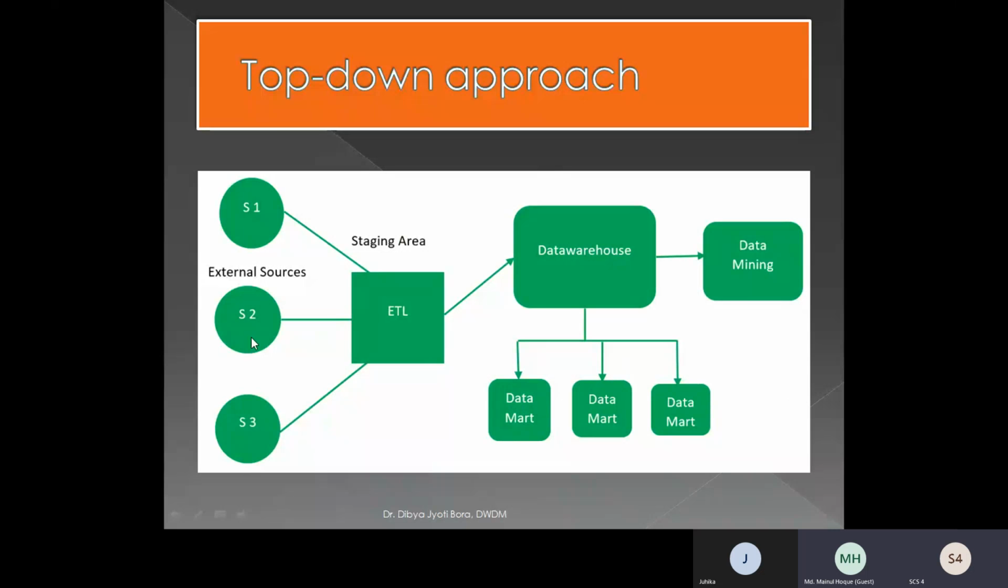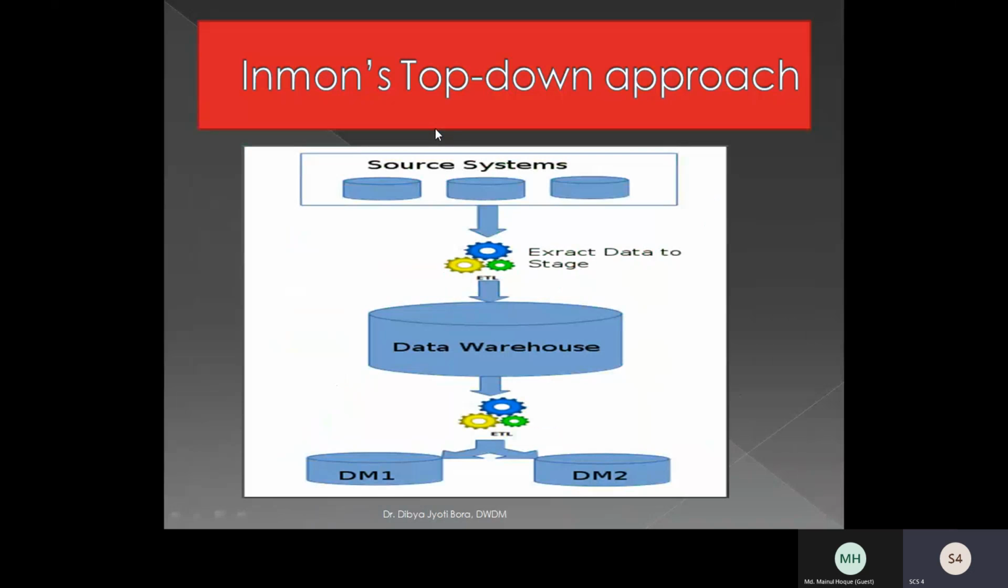Okay, so if nothing is there, then we have the basic architecture where the external sources are directly connected to the data warehouse. No staging area is there. When we place a staging area, then this becomes an advanced one. But there also, if we include data marts, then this becomes the third tier data warehouse architecture. So this is the top-down approach.